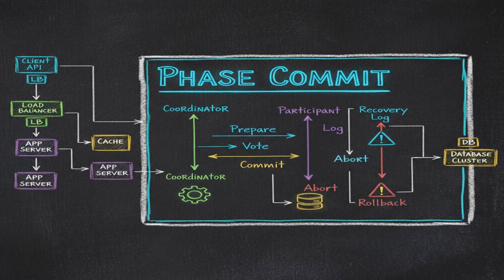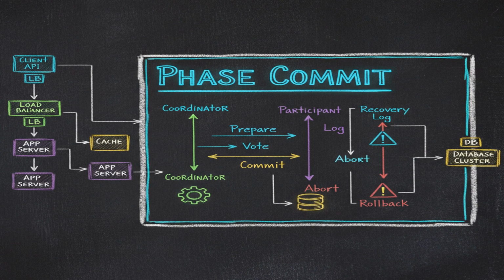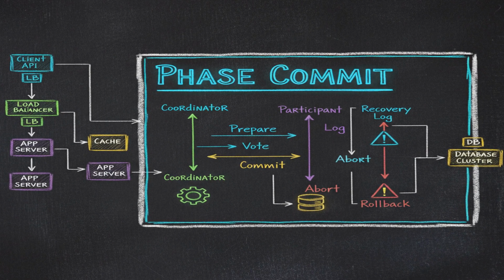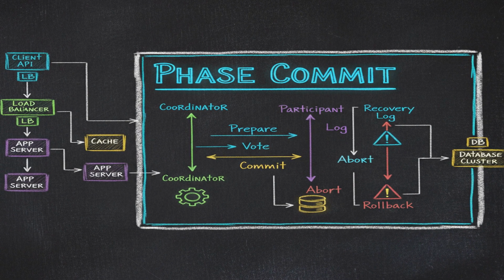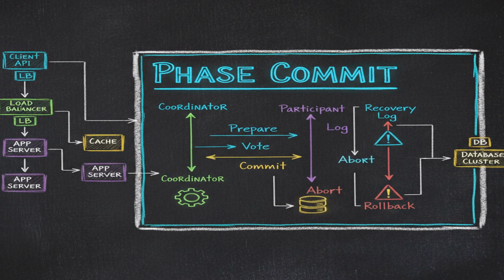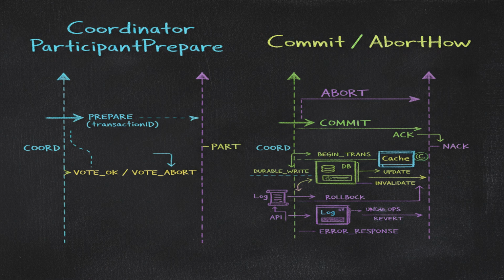Distributed transactions ensure ACID properties: atomicity, consistency, isolation, and durability. Two-phase commit, 2PC, is a common protocol. It involves a prepare phase and a commit phase. The coordinator sends a prepare message to all participants. Participants vote to commit or abort. The coordinator then sends a commit or abort message based on the votes. However, 2PC has a major problem. If the coordinator fails, the transaction blocks.